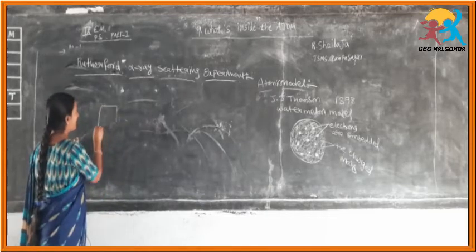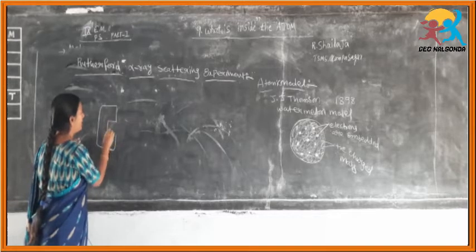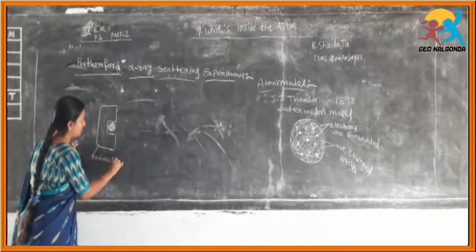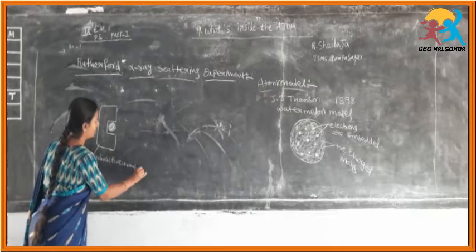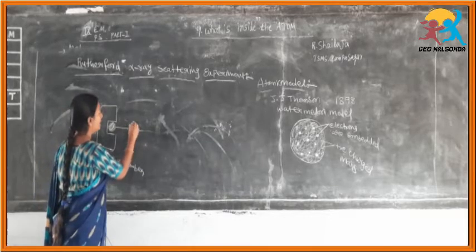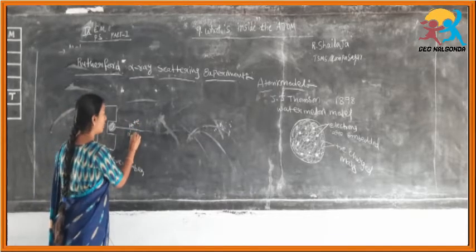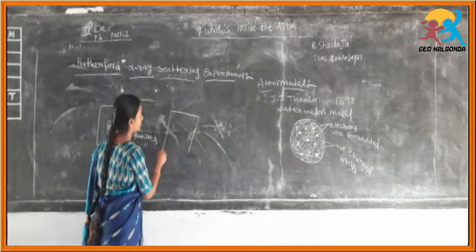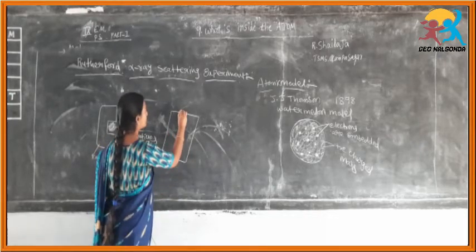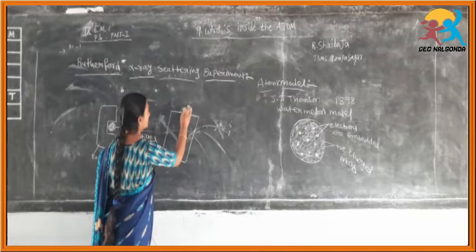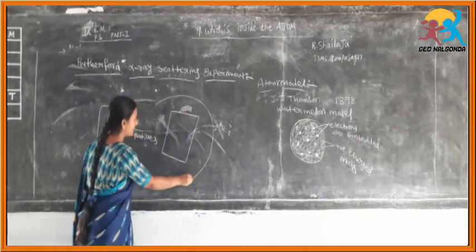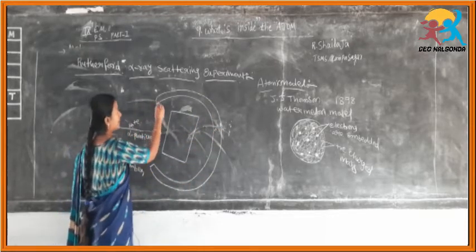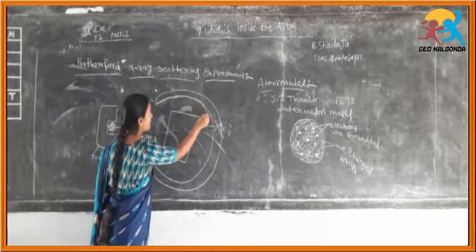In the alpha ray scattering experiment, there is a radioactive chamber. From it we pass He2+ particles, which are called alpha particles, toward a gold foil. Around it is a circular screen, coated inside with zinc sulfide.